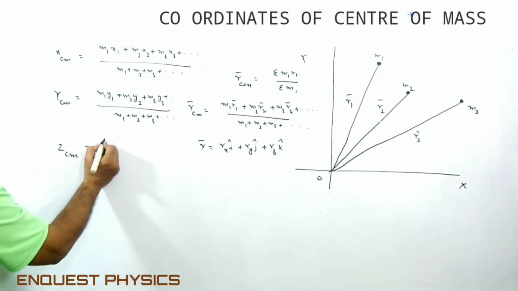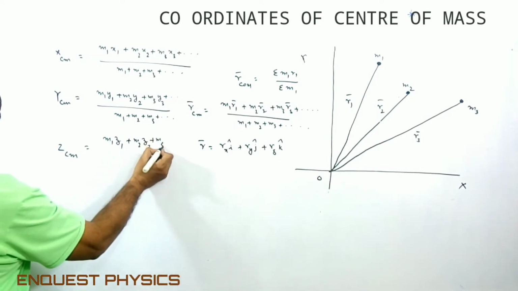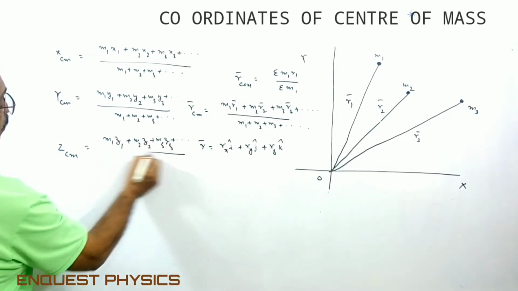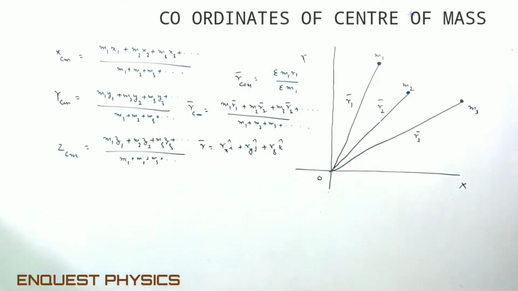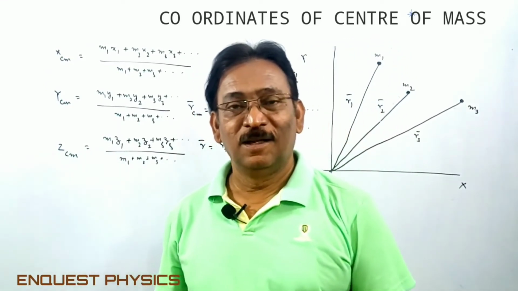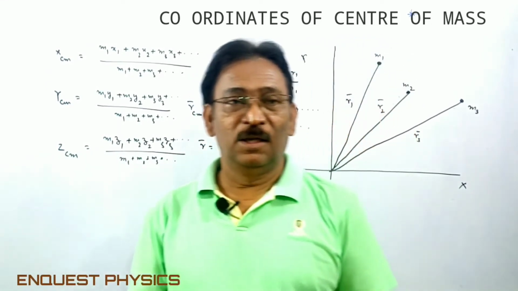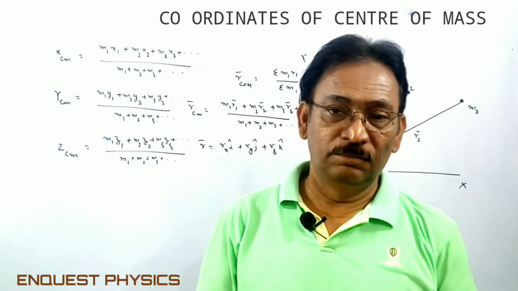Similarly, ZCM is equal to m1 z1 plus m2 z2 plus m3 z3 plus so on, by m1 plus m2 plus m3 plus so on, where XCM, YCM and ZCM are the coordinates of the center of mass of the system, students. I hope you understand what is meant by the center of mass. Again, I am defining it as the point where the entire mass of the body is supposed to be concentrated.